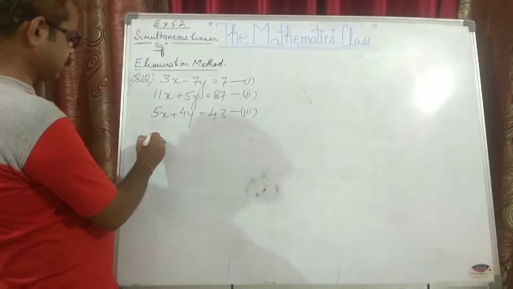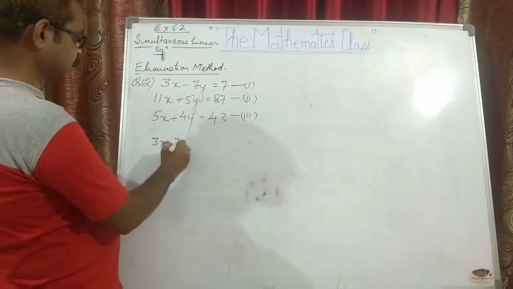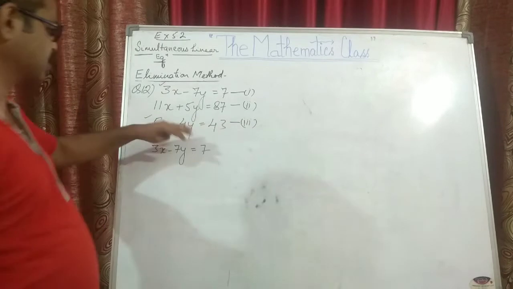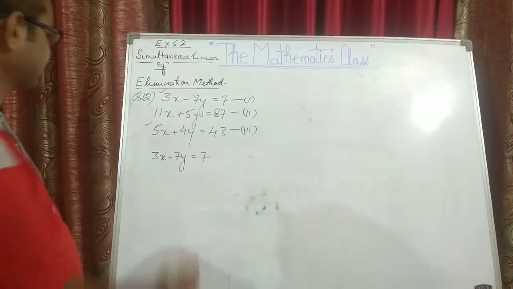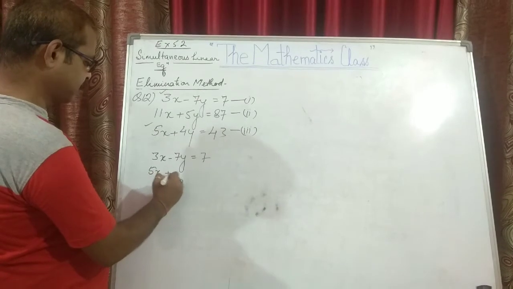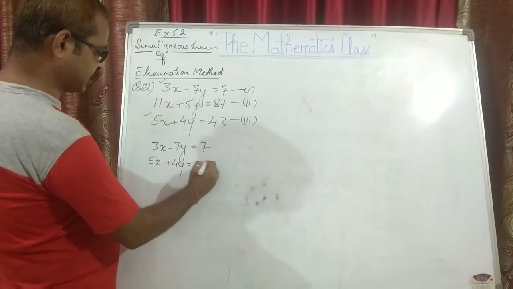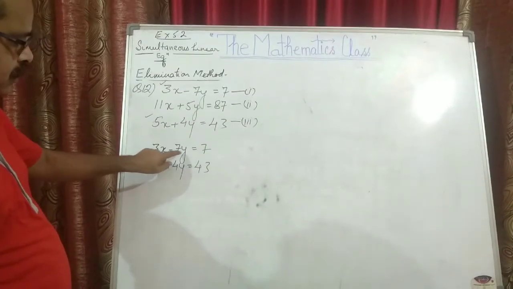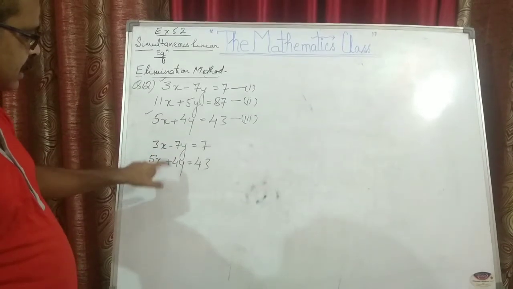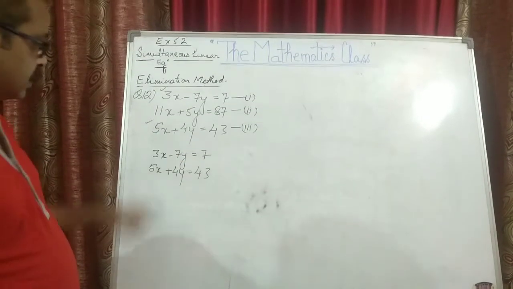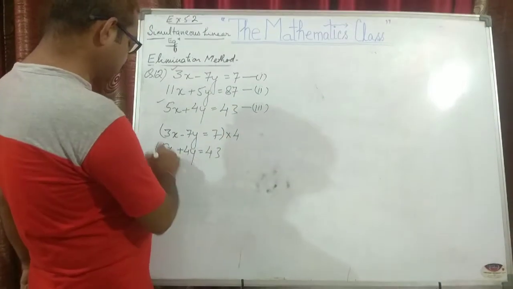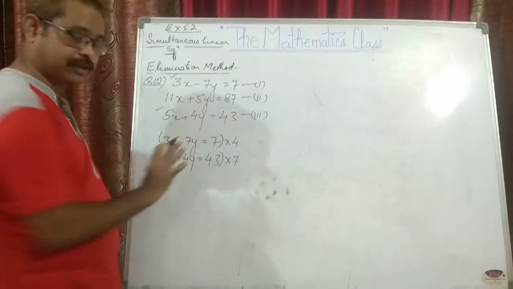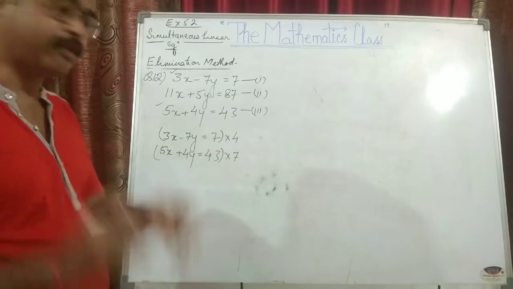So I am taking equation 1, that is 3x minus 7y is equal to 7, and I am taking equation number 3, because you can see the calculation part is less as compared to the second one. So I am taking 5x plus 4y is equal to 43. Now this is minus, this is plus. So if we make the coefficients of y equal, then this portion will be eliminated. It means the first equation has to be multiplied by 4, and this equation has to be multiplied by 7. We are trying to make the coefficients of y equal.